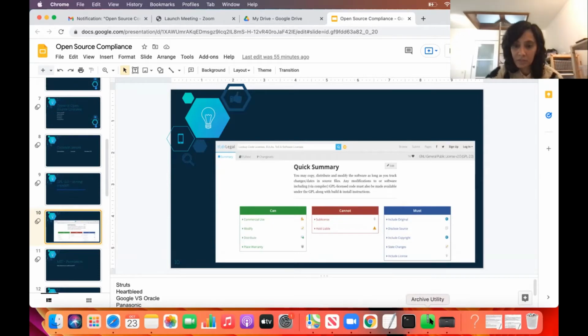So basically for GPL 2.0, you can distribute and modify the software as long as you track the changes in source files, right? So any modifications or any modified work that you make to GPL licensed code should also be available under the same license, right?